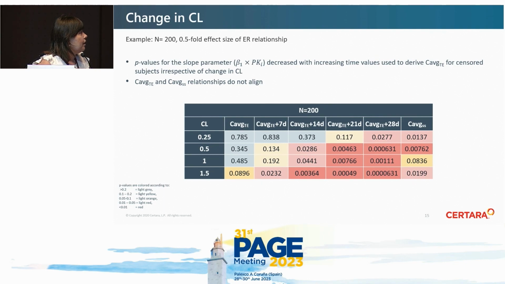Next one, sorry. We've also evaluated looking at different clearances, how the PK affects, and we're working on more simulations in regards to that. So there's going to be more information coming in the future, hopefully, on that one. However, again, we noticed the same trends here, that p-values on the slope parameters decreased with increasing time values to derive time-averaged concentration for censored subjects, irrespective of the change in clearance that we made. And again, we saw that the relationships don't necessarily align.